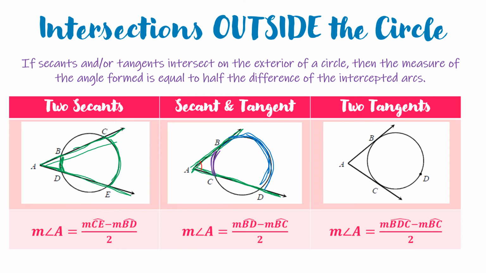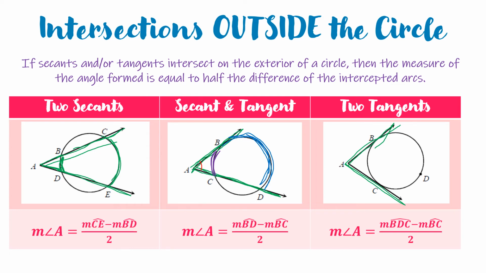And finally, the last one we're looking at is 2 tangents. Both AB and AC are tangents because they touch the circle at one point. AB touches at point B and AC touches at point C. Again, it intercepts 2 arcs.